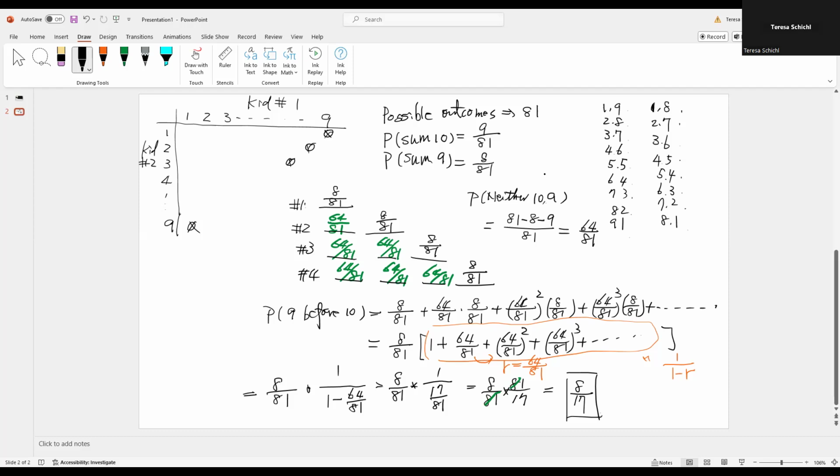All right, so this is a fun problem, and I hope you enjoyed it. We used a little bit of the calculus skill to find the sum of a geometric series. Besides that, it's not too hard.